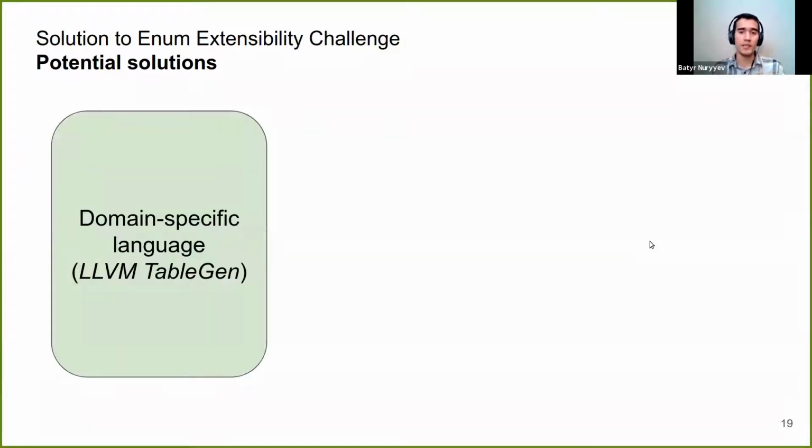The first one is a custom domain-specific language, or DSL, for managing Eclipse OMR opcodes. This solution is inspired by LLVM TableGen, which is a DSL that's used to describe architecture-specific information. This solution would be best for OMR, but it would take time to add the support for the DSL and force the developers to learn a new language just to manage the opcodes.